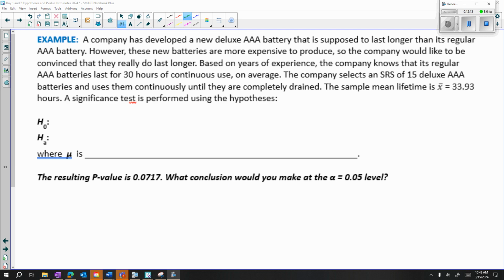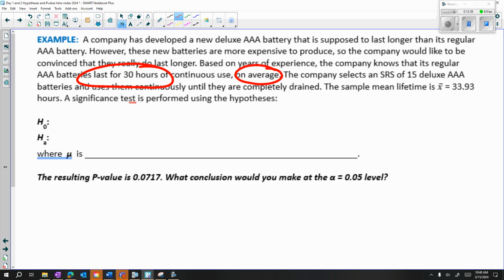So I'm going to leave you with this question. I want you to do it. I'm going to read it, and I'm going to lead you in the right direction. A company has developed the new AAA batteries. They're supposed to last longer than the regular batteries. However, these batteries are more expensive, so the company would like to be convinced that they really do last longer. Based on years of experience, the company knows that regular batteries last for 30 hours. Circle that. On average.